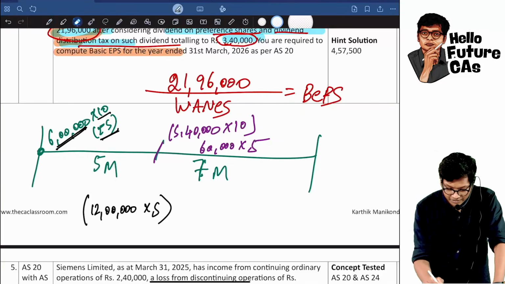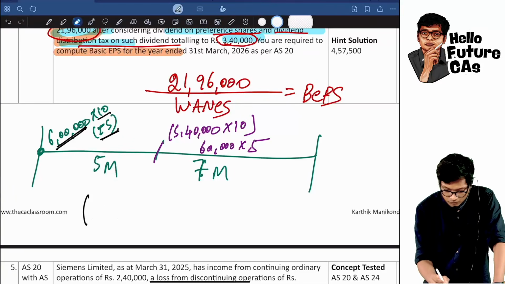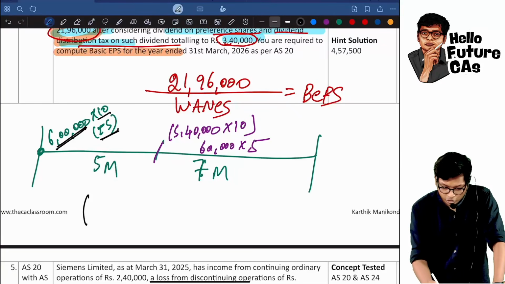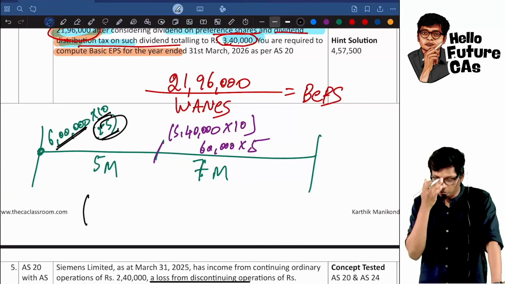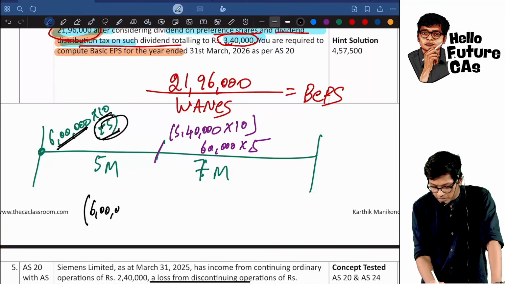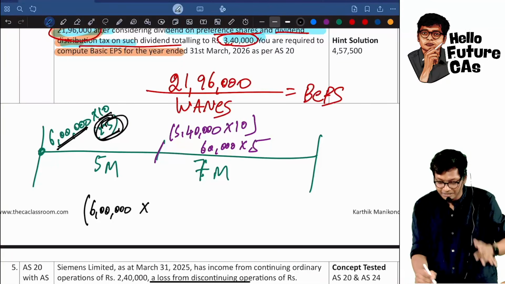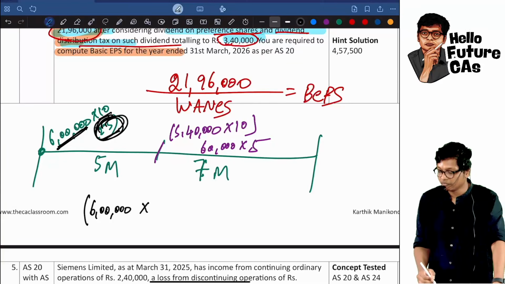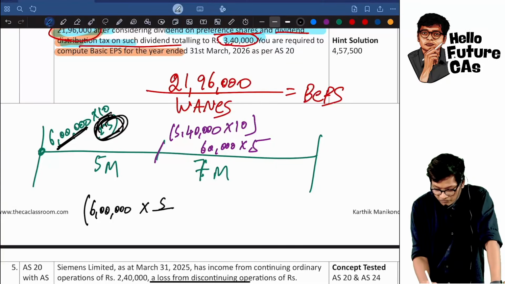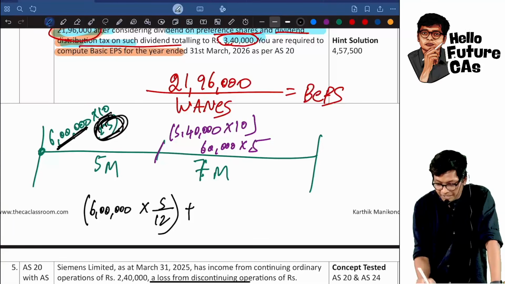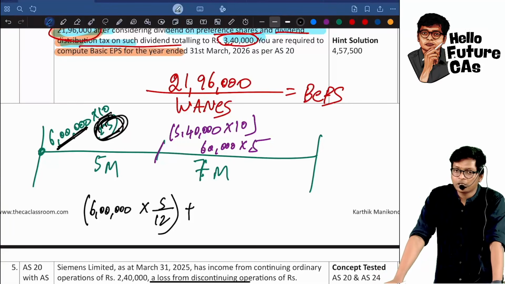Oh, sorry, it's already 5. You're right. Again, same thing we did over there. It is going to be 6 lakh shares into the same 5. I'm converting everything to shares of 5. This is already at what price, guys? 5. So 6 lakhs into 5 by 12 plus. Are you all with me, guys?